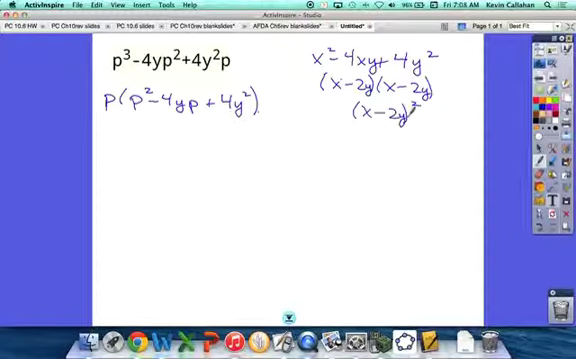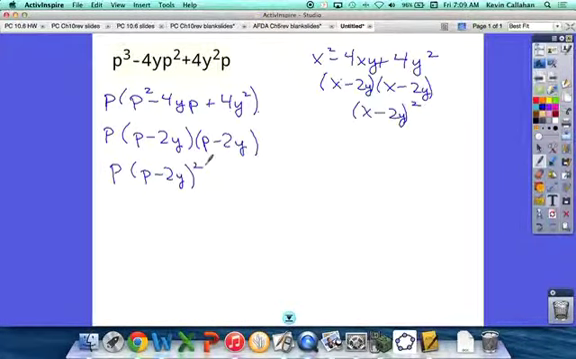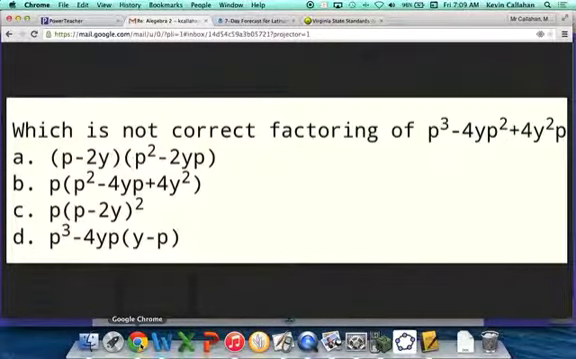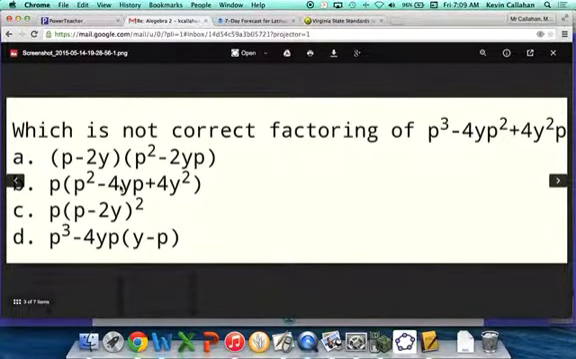Your problem is different only in that they use p instead of x. So this would factor like this: p times p minus 2y times p minus 2y, which is p minus 2y squared. Okay, go back to your problem. What I came up with at the end, we've already seen that this first one, letter B, I already produced that one. I just produced letter C.